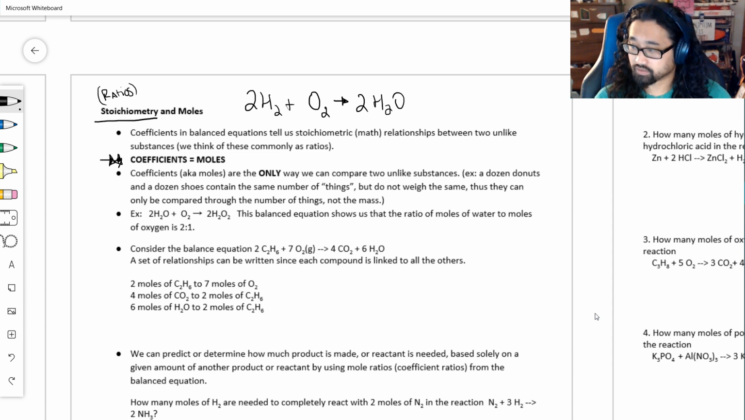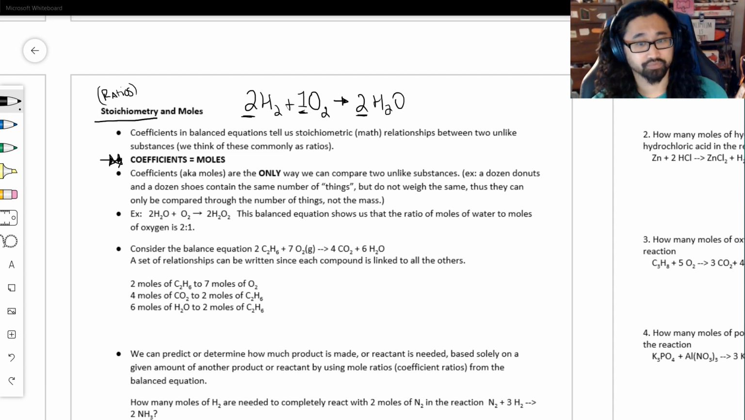Because these coefficients that come before a compound or an element, and remember, there's a 1 here, they represent the number of moles of that element, of that compound, of that substance that you need in order to do this reaction. So I need 2 moles of hydrogen, I need 1 mole of oxygen, and that will create 2 moles of water.